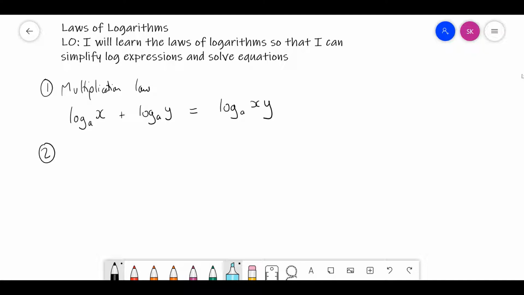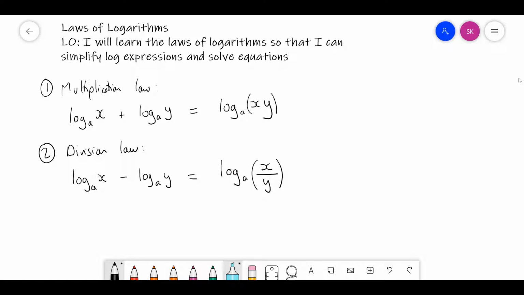The second law is the division law. It's very similar. It is that the log of x with base a minus the log of y with base a equals the log, still with base a, of x over y. You can put that in brackets, just like you can put this in brackets if it's clearer for you.